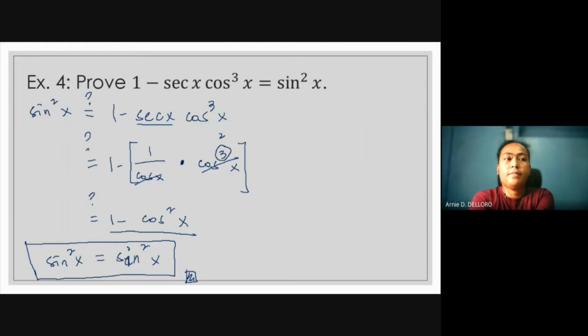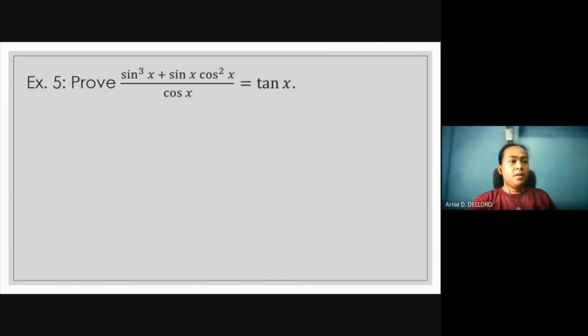Okay? So, if you have any questions, feel free to write your comments in this video or lecture. Okay? So, yeah, let's have another one. So, prove that sine cube x plus sine x times cosine squared x over cosine x is equal to tangent x. Okay? Sige. Since mas komplikado yung nasa left side, so I'll be again proving the left side.